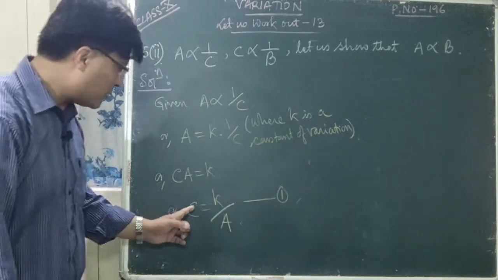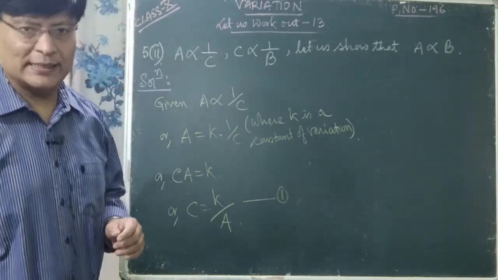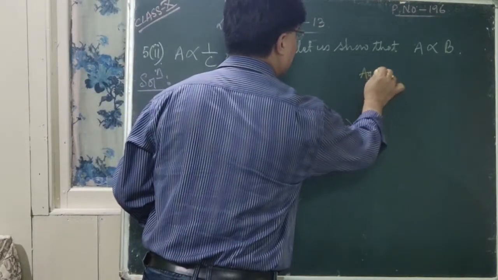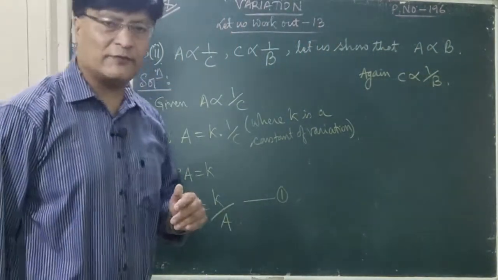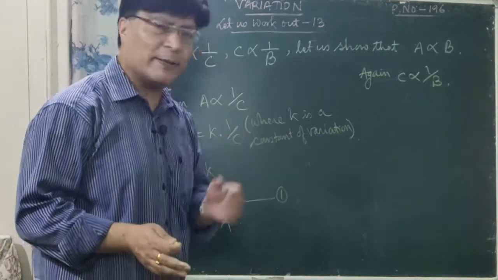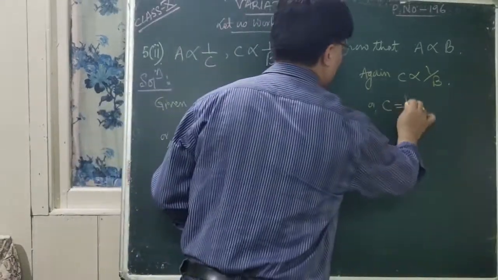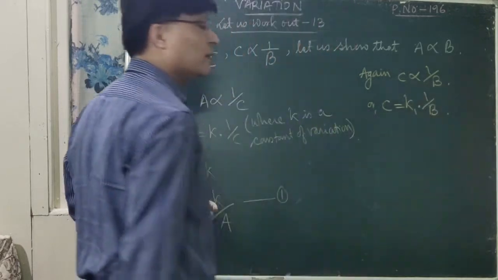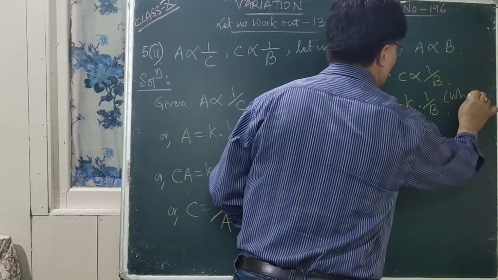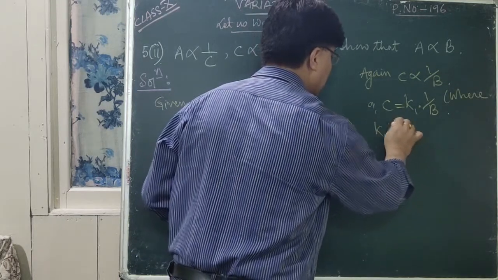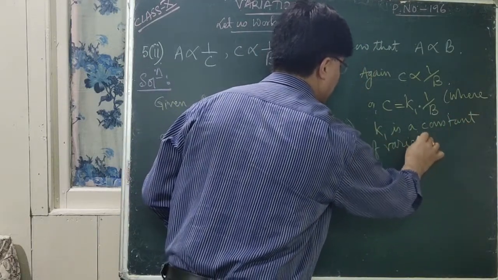Is it clear? So we got this relation, C is equal to K upon A, from the first relation given, that is A proportional to 1 upon C. Again, C proportional to 1 upon B is given here. So here also let us convert this proportional sign into equality. C is equal to K1, or you can write M also, as a constant. Within the bracket we write: where K1 is a constant of variation.